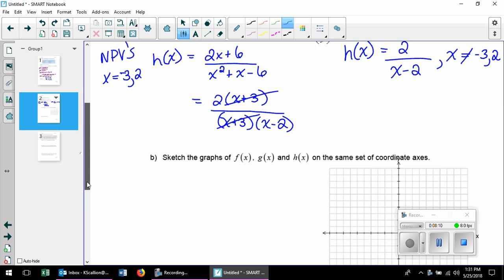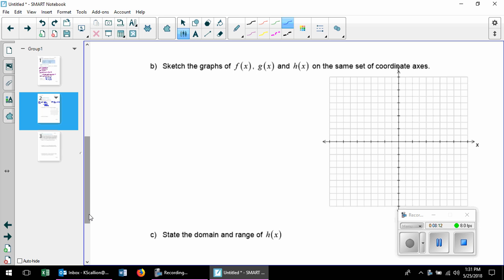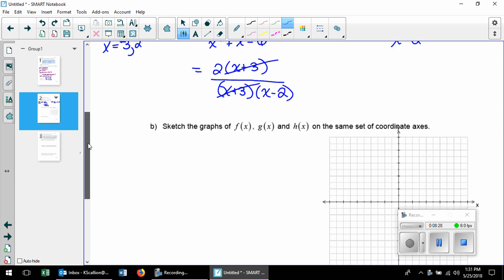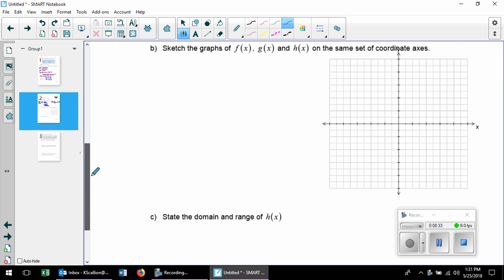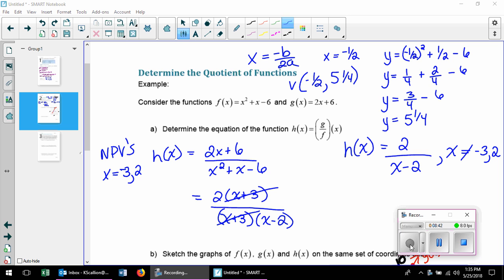All right. So here, a combination of chapter 10 stuff and chapter 9 stuff. You have to graph a rational equation. Easy peasy, right? Actually, we have to graph f of x, which was a parabola, g of x, which was linear, and h of x, which is a rational. I need a set of notes that I don't have.